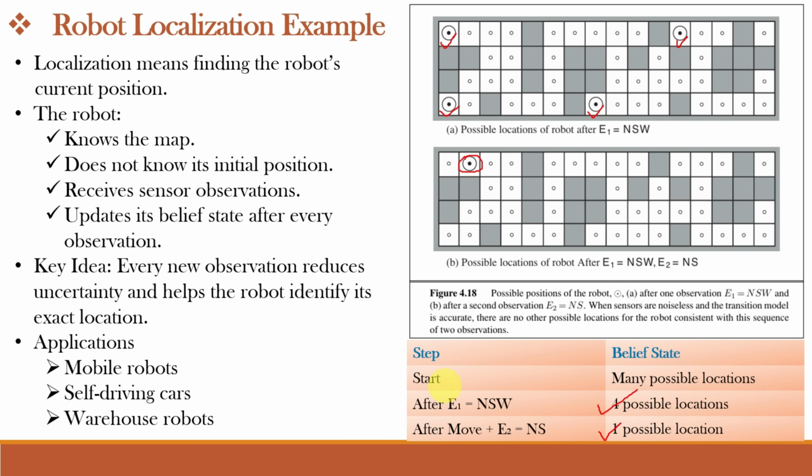So notice what happens after every observation. Initially the robot is highly uncertain. After the first observation, uncertainty becomes smaller, and after the second observation, the uncertainty becomes almost zero. This is exactly how a belief state is updated.